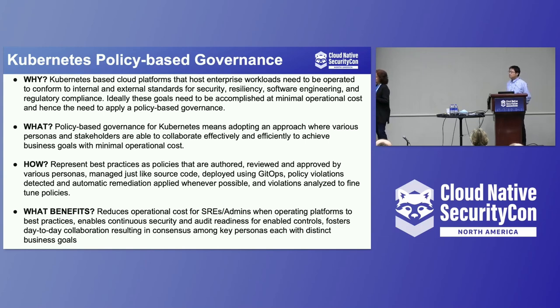And how do we ensure that those personas are collaborating on a more day-to-day basis as opposed to just scrambling during audits and so on? That's really what policy-based governance allows you to accomplish. And let's talk about how. You represent best practices as policies, and these policies are stored in a repository like Git, and they are managed just like source code, and they are deployed using GitOps methodology. Then any violations are detected and routed to incident management tools so that you can either automatically remediate those violations, or you at least have automated opening of service tickets and so on. And then you can also fine-tune the policies based on the day-to-day experience. So that's really what we mean in terms of how we want to do this.